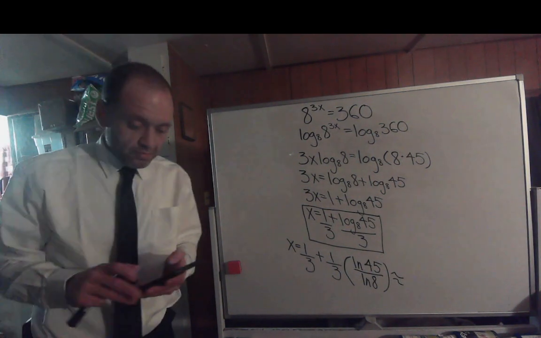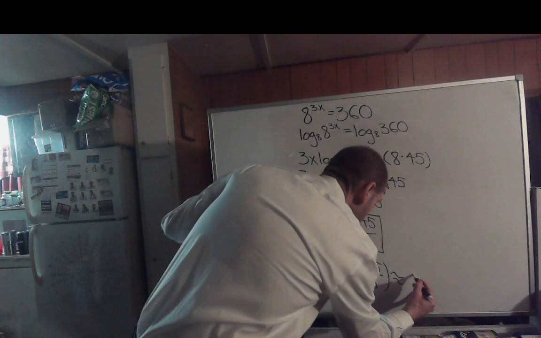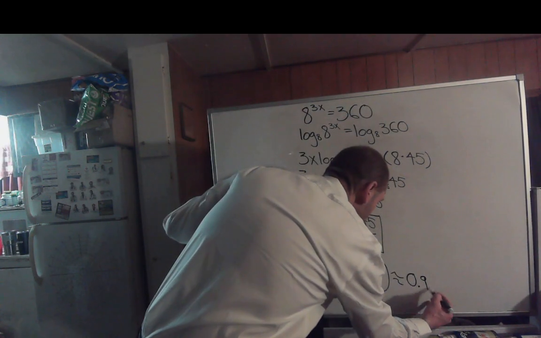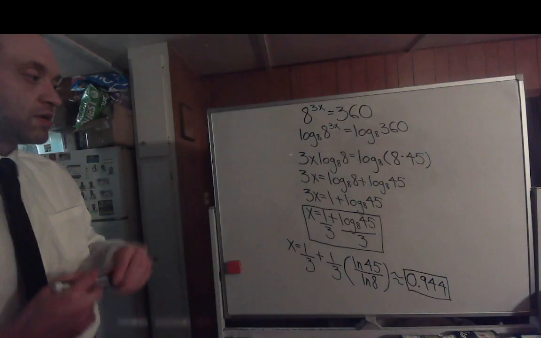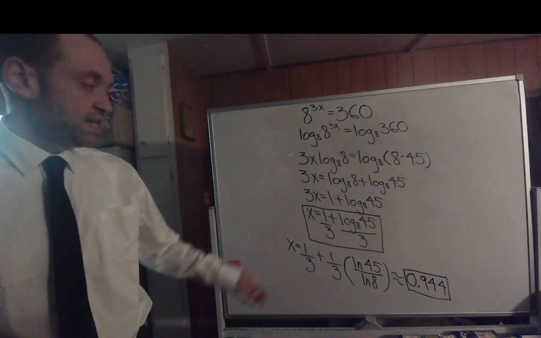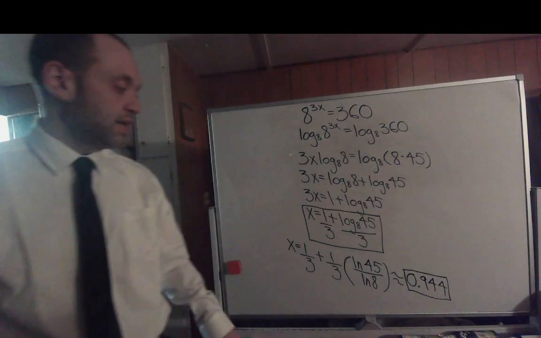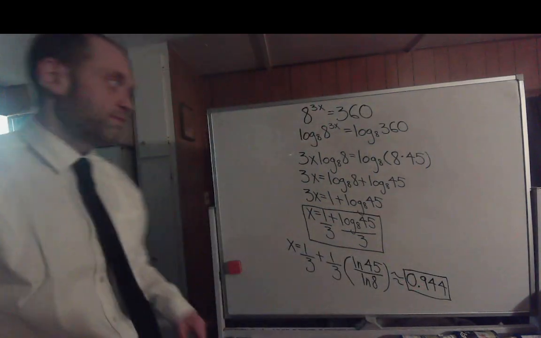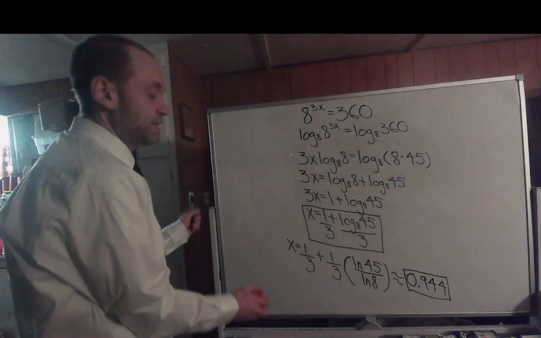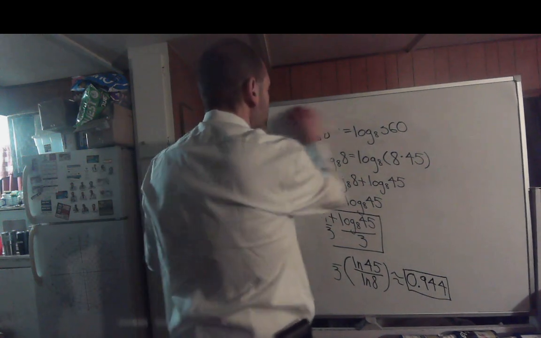Which would give you about 0.944. So if you're looking for a decimal, you would get approximately 0.944 by the time you input all that into your calculator. So the exact solution is x equals 1/3 plus log base 8 of 45 over 3. The decimal approximation is about 0.944 if you're rounding to 3 decimal places. All right.